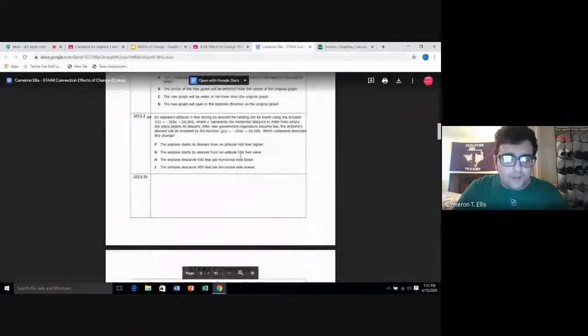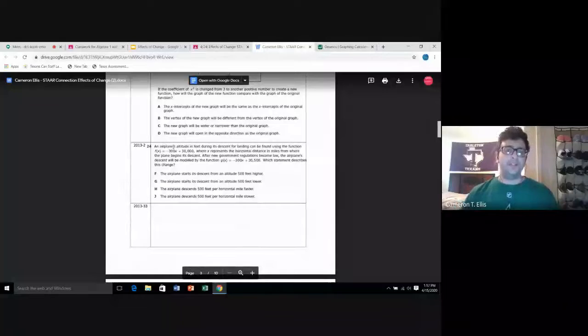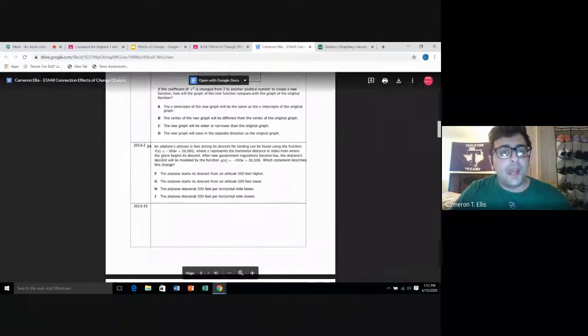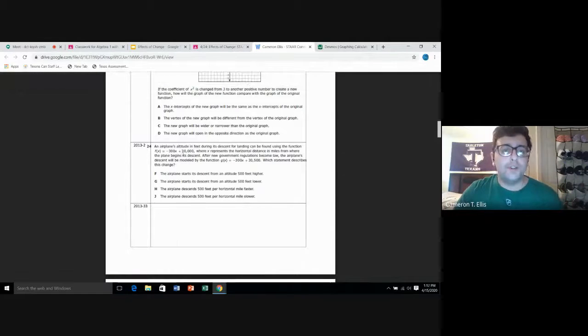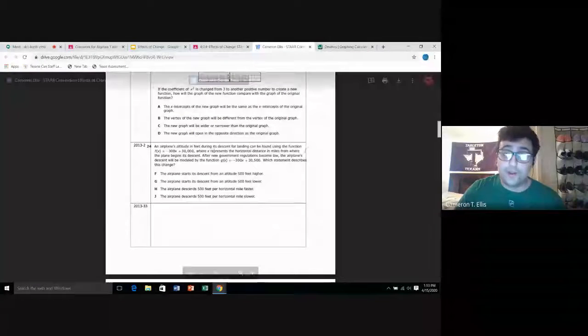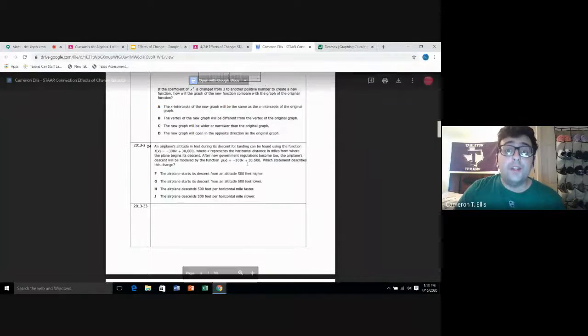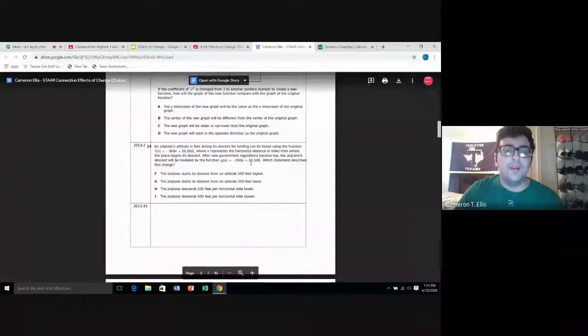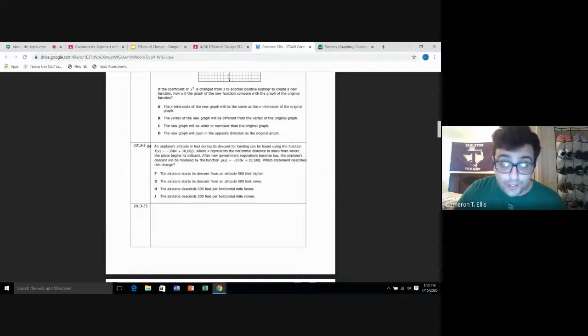Okay, last problem. So there's a lot of noise, right? An airplane's altitude in feet during its descent for landing can be found using the function f of x equals -300x plus 30,000, right? X represents the horizontal distance in miles from where the plane begins its descent. So remember this part. It's very important. After new government regulations become law, the airplane's descent will be modeled by the function g of x equals -300x, same exact slope, right? Plus 30,500, so a little bit higher. Which statement describes this change, right?